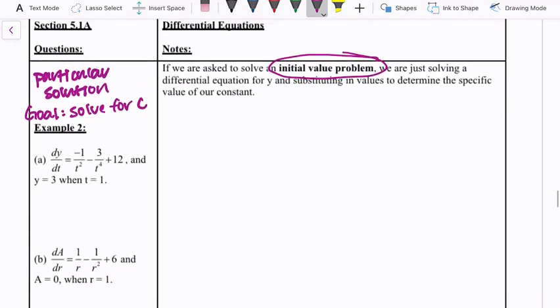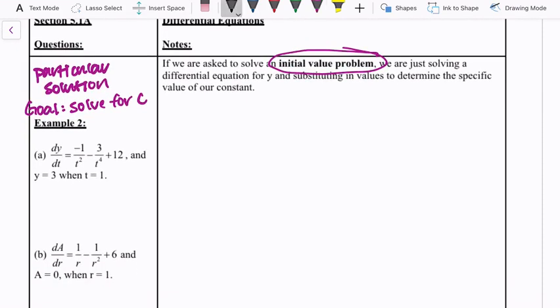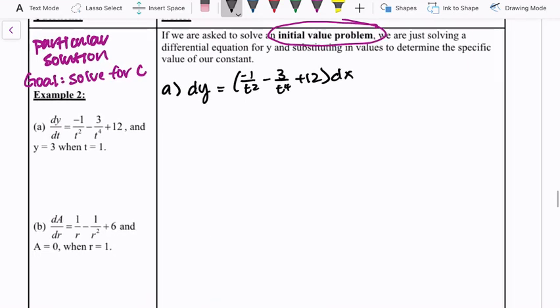Okay, so looking at example A and 2, I'm going to already split this up. So we're going to have dy is equal to negative 1 over t squared minus 3t to the 4th plus 12 times dx. Right now I see that I have some variables in the denominator. I'm going to rewrite this just a little bit so I can see their exponents better. So dy is equal to negative 1 times t to the negative 2nd minus 3t to the negative 4th plus 12 dx. Okay, so now I have it this way.